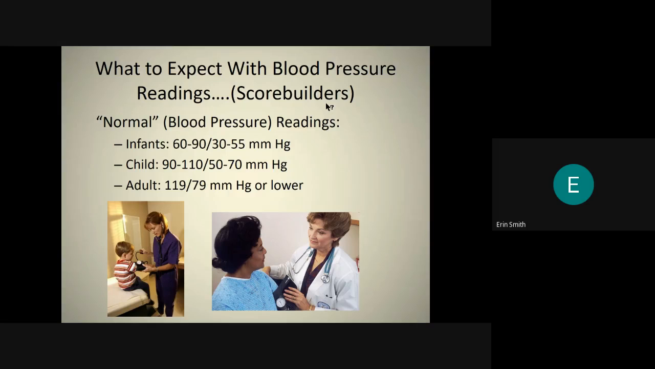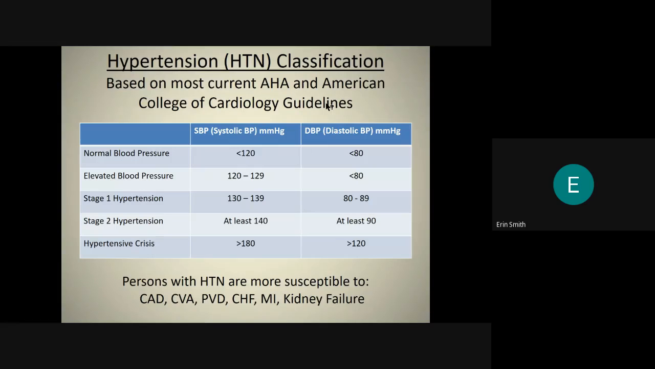So typically, we've always read that normal blood pressure is 120/80. Well, according to the Score Builders book, normal blood pressure for the adult is 119/79. Anything above 119 is actually not considered normal anymore. Anything below 79 is not necessarily considered normal. Infants, 60/90 over 30/55. Child, 90/110 over 50/70 would be considered the normal range. Again, this is based on the most current American Heart Association and American College of Cardiology guidelines, and it is in your Score Builders book.